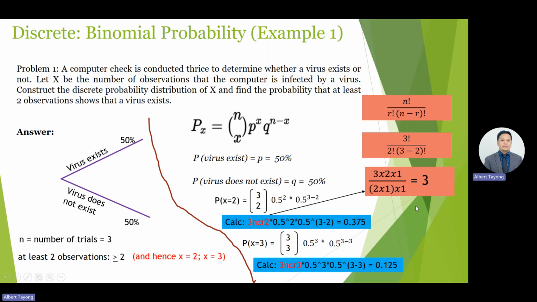So the final answer is that we add the values: 0.375 plus 0.125 equals 0.5, which is 50%. So that is the probability that at least 2 observations show that a virus exists, right?